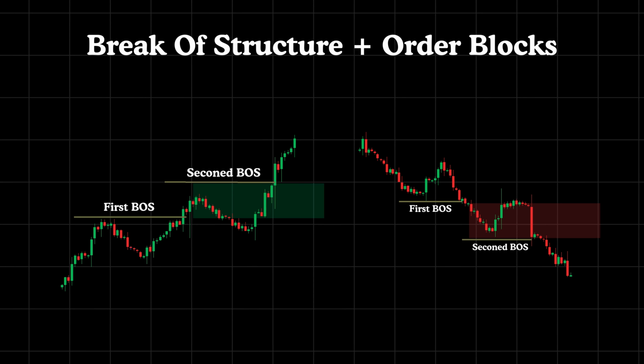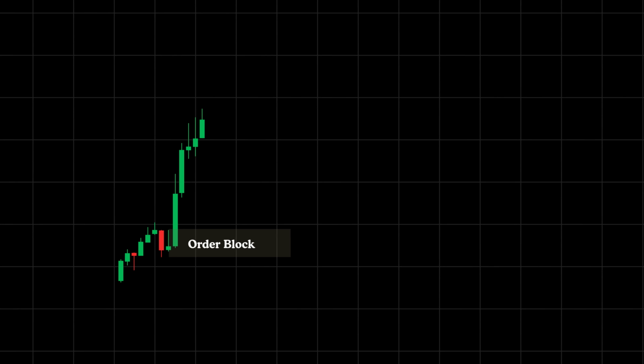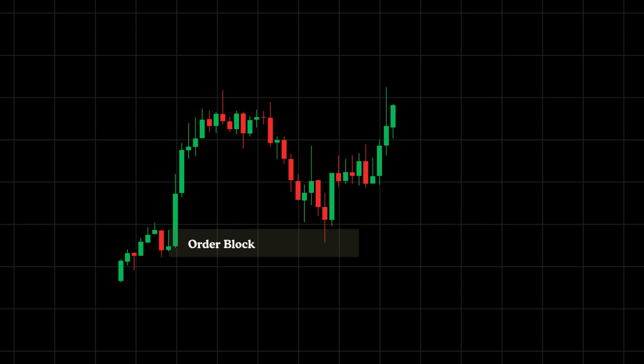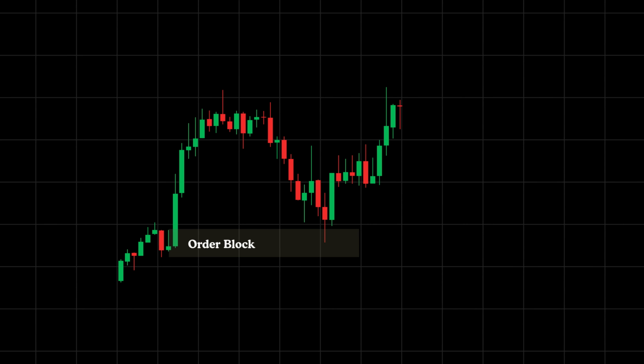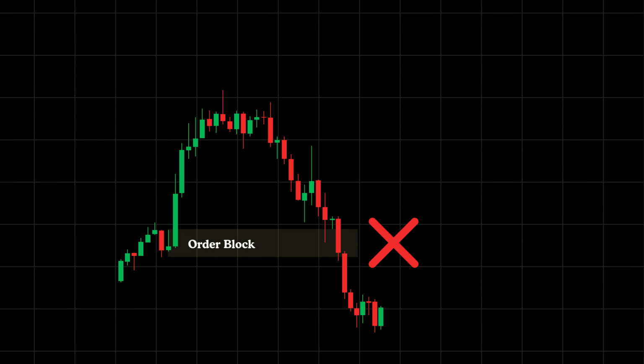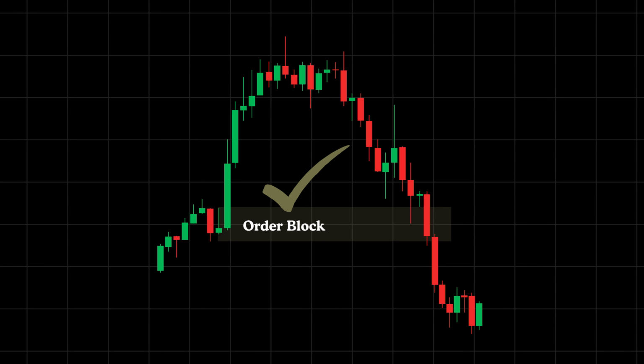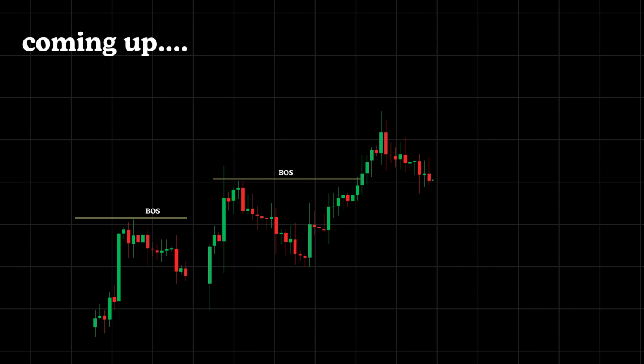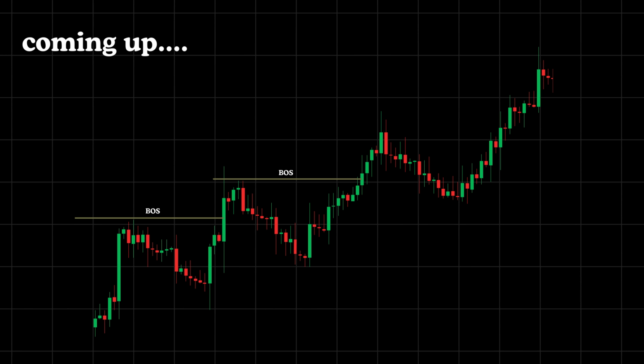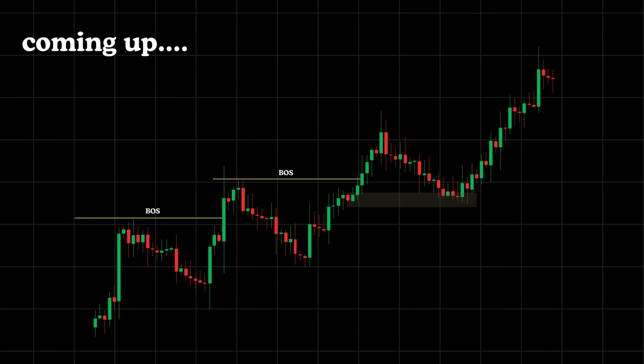Order blocks are a powerful way to track the footprints of institutions. But at times, relying only on order blocks may bring more losses than gains. This happens because using order blocks alone is not highly effective. Instead, it's better to combine them with a high probability confluence. And that's exactly what we'll cover in this video.